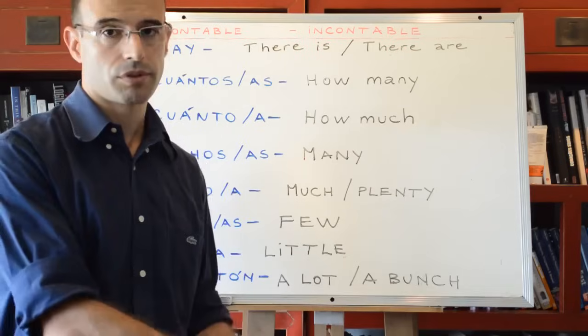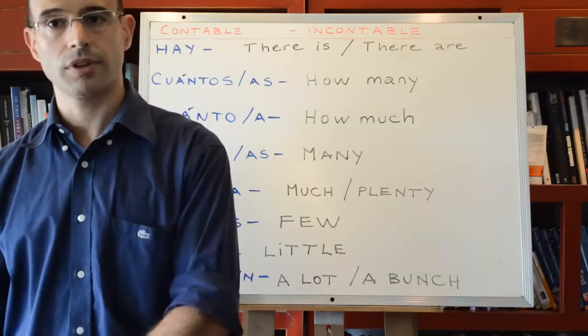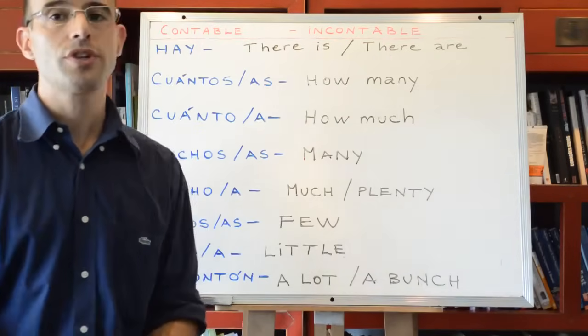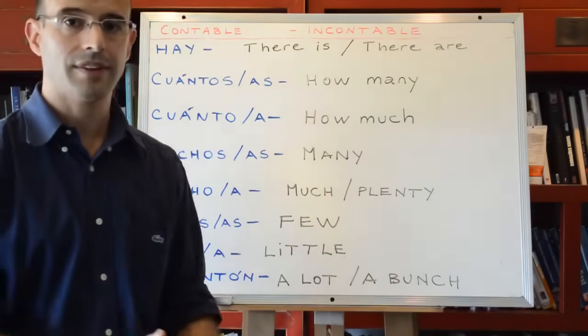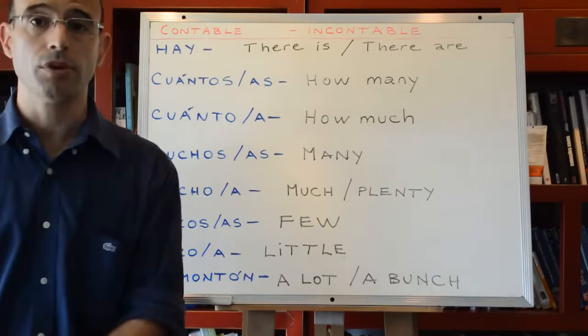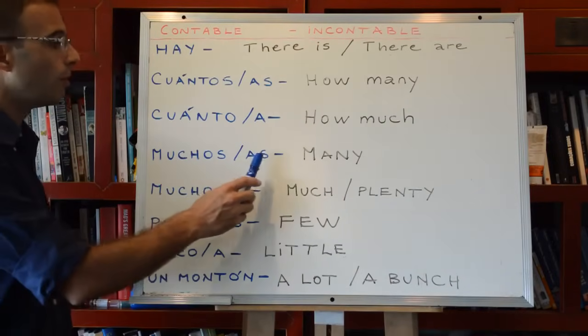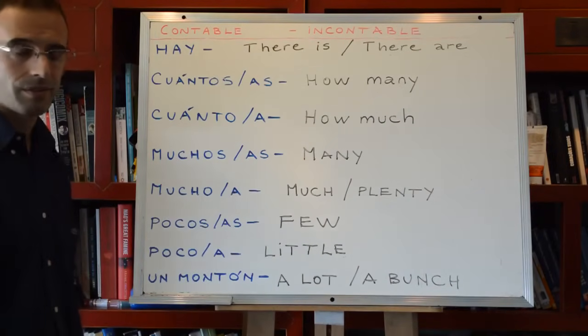We can count the books. I have many books. Tengo muchos libros. I have many houses. Tengo muchas casas. Right? Casa is feminine. Libro, book, is masculine. Muchos libros, muchas casas. Right?